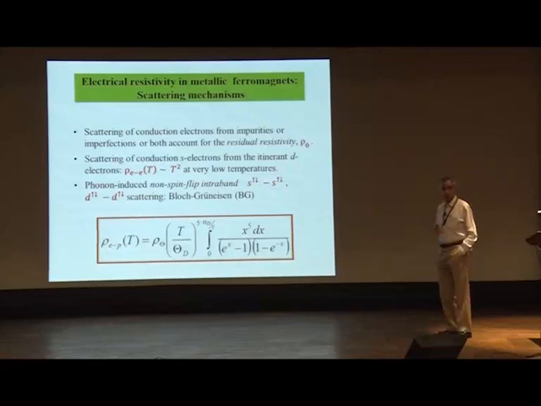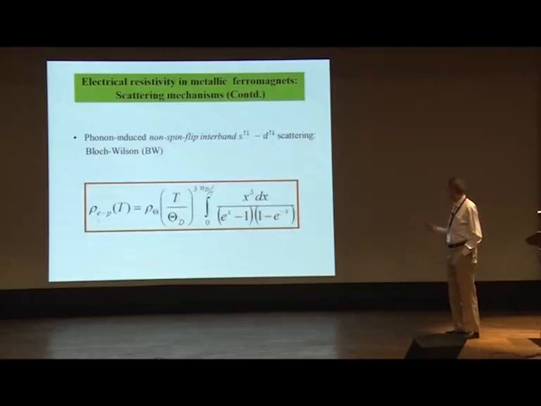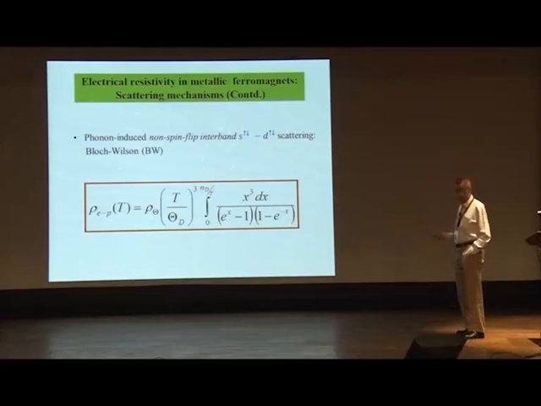Then one can have also electron-phonon scattering, and there are two types of electron-phonon scattering. One is the phonon-induced non-spin flip intraband scattering, which is nothing but the well-known Bloch-Grüneisen expression, that goes as T raised to power 5 at low temperatures. And then we also have phonon-induced non-spin flip interband scattering, s-d scattering. This is Bloch-Wilson.